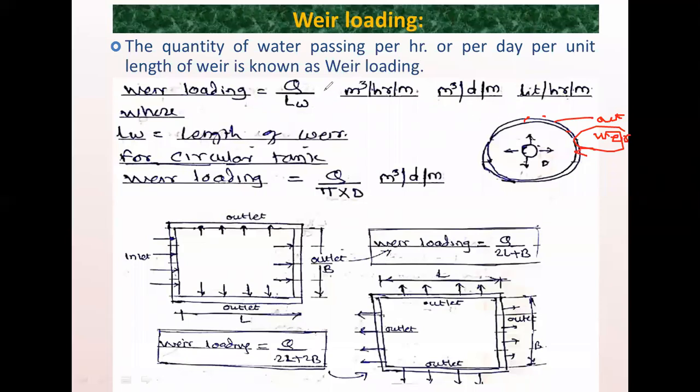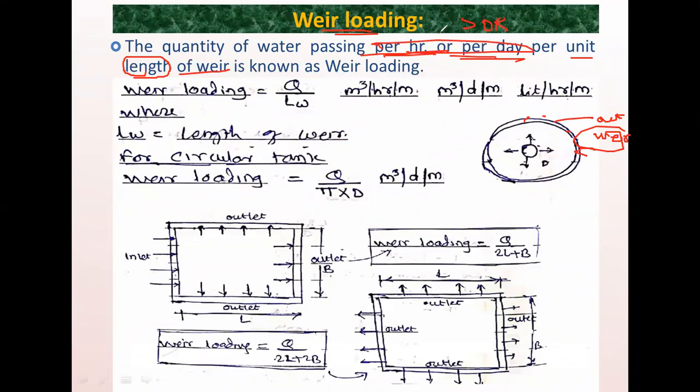Okay. So what is weir loading? Weir loading is nothing but the quantity of water passing per hour or per day per unit length of weir. Now, if you see the formula, there is a definition for the SOR and a definition for the surface loading. It is somewhat similar, but here instead of area, length is put. And all other parts are the same in the definition. If you have written the definition, you can compare these two definitions for the SOR and weir loading. The quantity of water flowing per hour or per day.